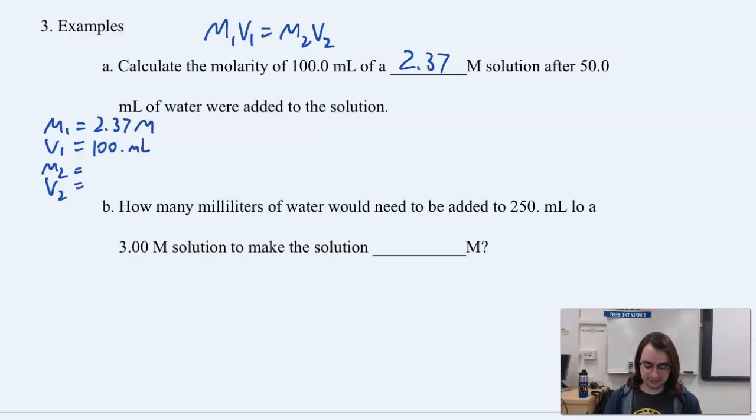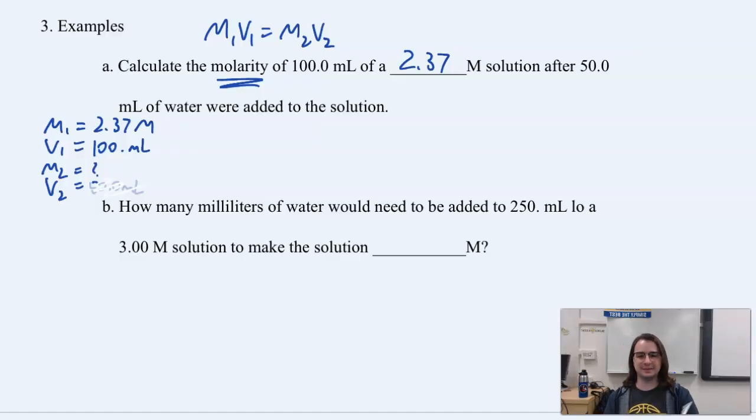Now, it says that we're looking for the molarity, so that means we're probably looking for M2. And would we say that 50 milliliters is V2? Does that make sense? Didn't we just talk about before that V2 should be greater than V1? No, that doesn't make sense, right? 50 milliliters is the amount of water added to the solution. So then what is V2?